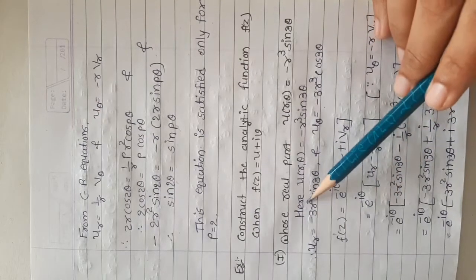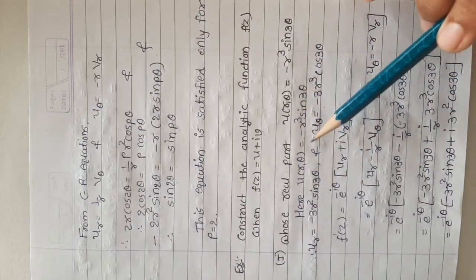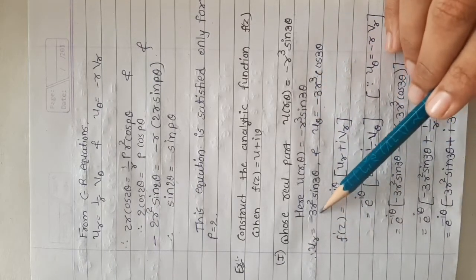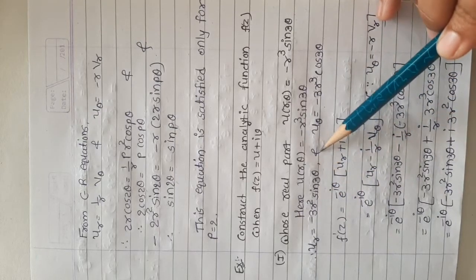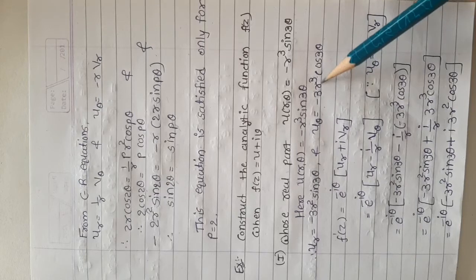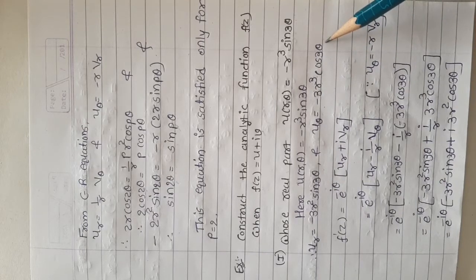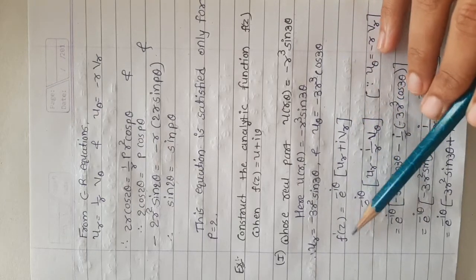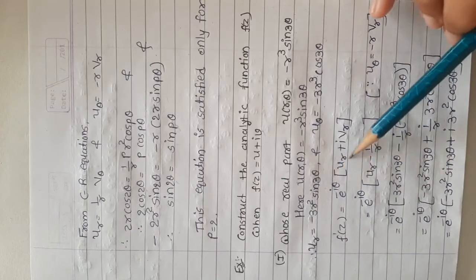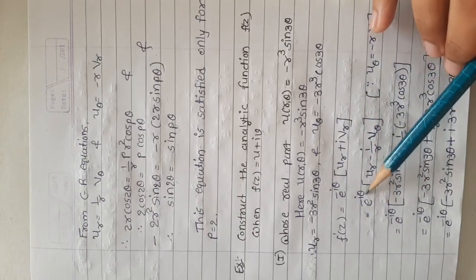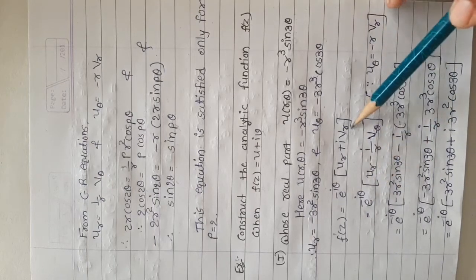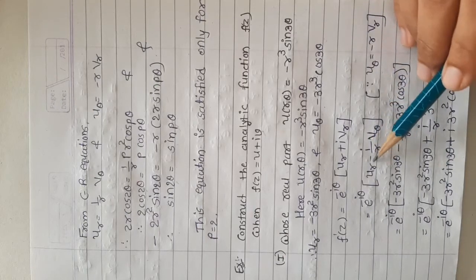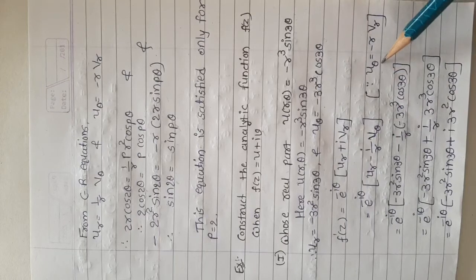Now, given that u(r, θ) = -r³ sin 3θ, u_r = -3r² sin 3θ and u_θ = -3r³ cos 3θ. Now we have a formula for f'(z): f'(z) = e^(-iθ)(u_r + i v_r). So e^(-iθ) u_r, and v_r = -(1/r) u_θ, so -i/r u_θ, because of the CR equation.